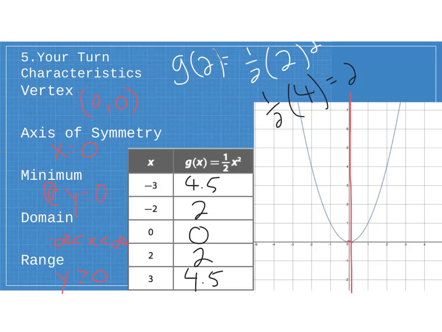And then let me plot these values. So we get negative 3 and 4.5, negative 2 and 2, 0, 0, 2 and 2, and 3 and 4.5. And then there is our parabola for that.